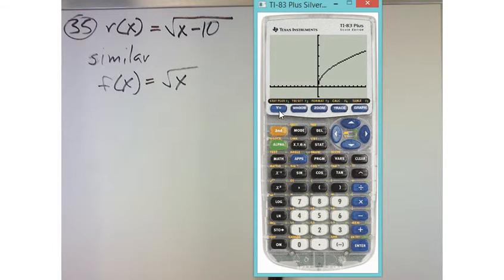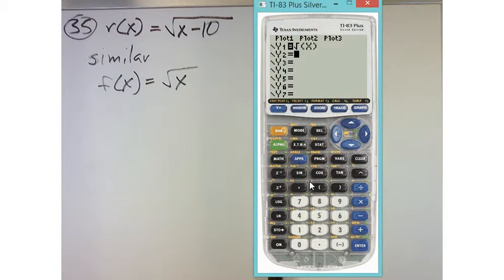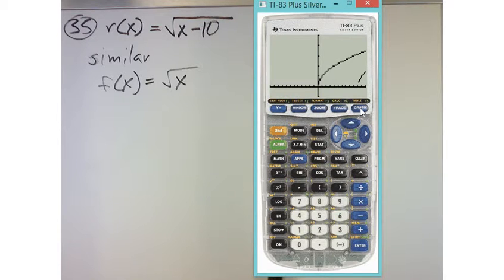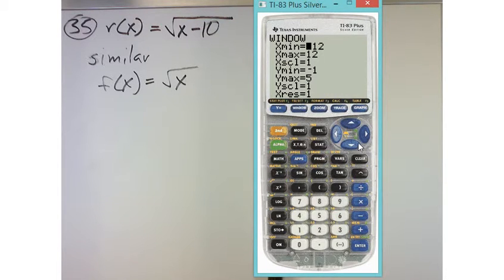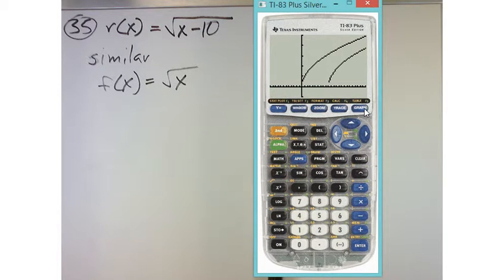So now I'm going to come in here and graph r of x, square root of x minus 10. And so I'll have to change my window just a little more. Let's make the x max like 24. So what do you think the difference between the two functions are?